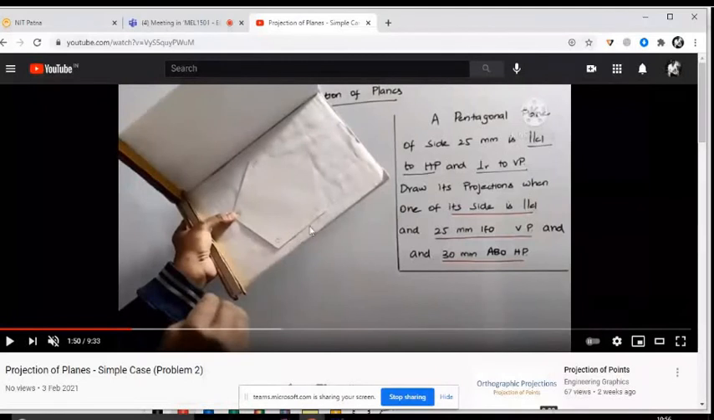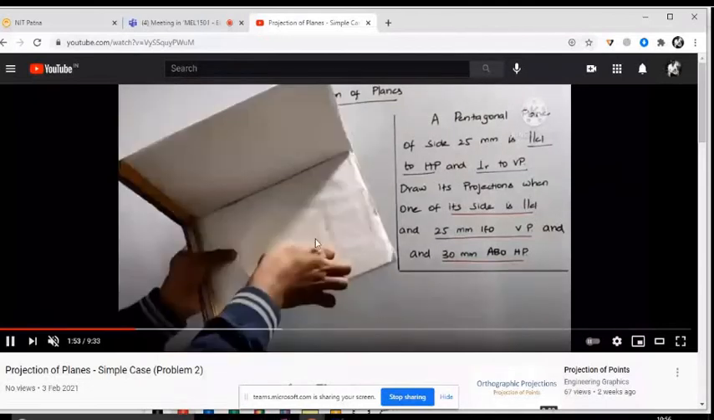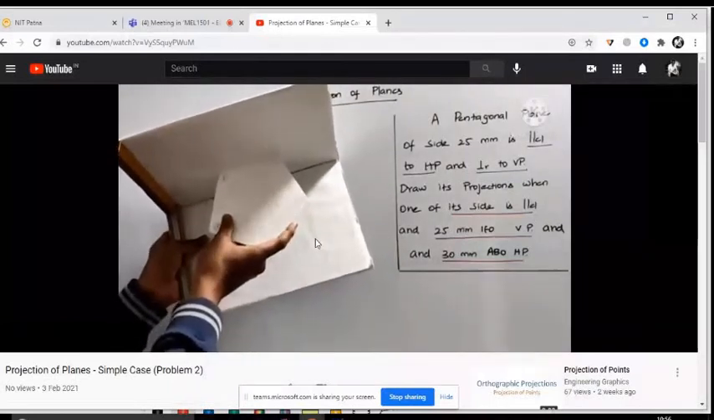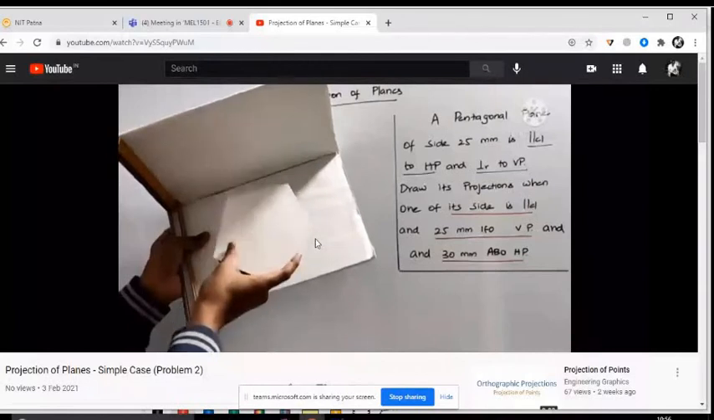So I can do it this way as well. But what will happen? The length of the pentagon will be greater than 25, right? If I keep this side parallel to VP, when you make it 25 mm in front of VP, this pentagonal plane will cross the vertical plane. Am I right? So this is not possible. So what I need to do is make the nearest side parallel to VP, something like this. So now I made that side parallel to VP.